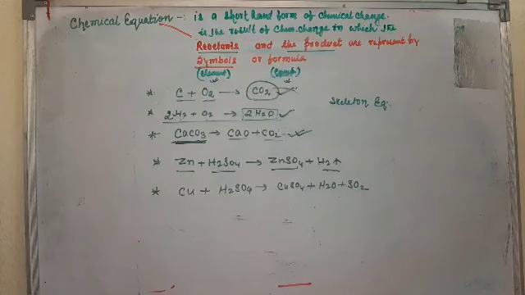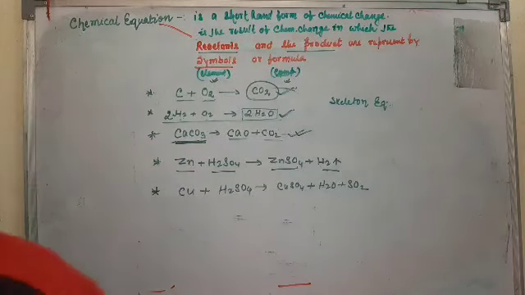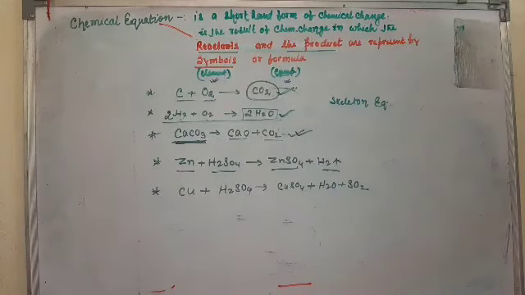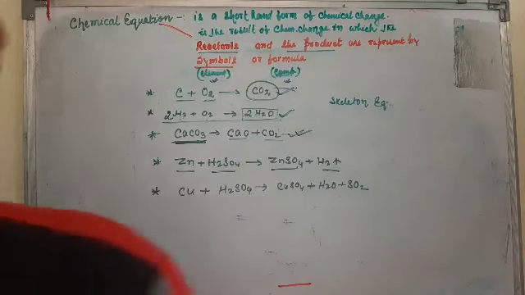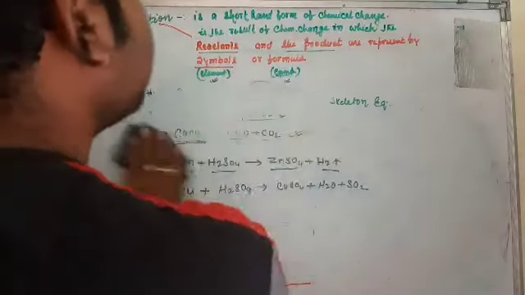Now I am going to the limitations and the information provided. What information is provided by a chemical equation, and what are the limitations? We have to discuss it. So I am making two columns for this, then it is easy to understand.